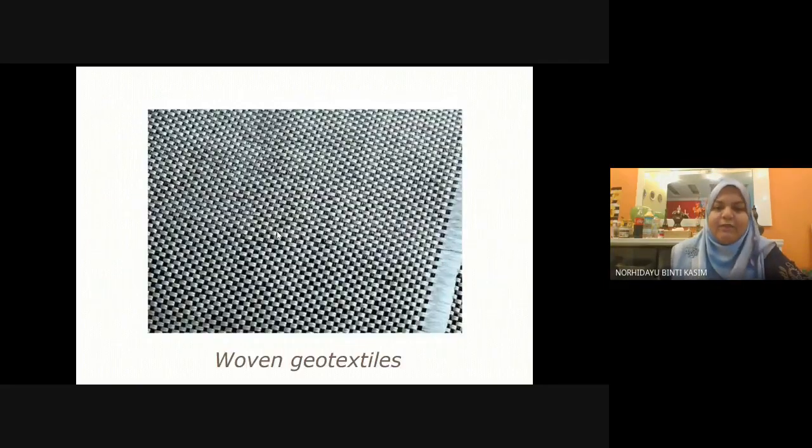So this is the woven geotextile. You can see there is a lot in the market. So this is the figure. They use a strand here.